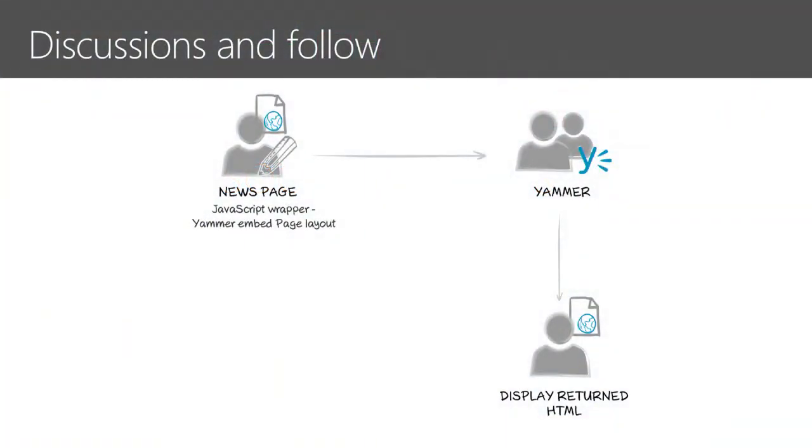Cool, so we'll start with follow and comments. So yeah, these both use the Yammer embed code to display content, but to ensure that the code is reusable and configurable, we created a wrapper, as Alan suggested earlier, so it just means that users don't have to worry about adding Yammer code to every single page, every time they create a news article.